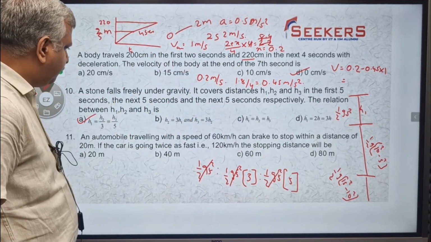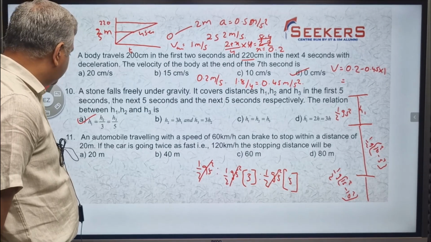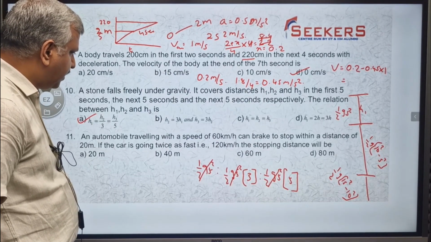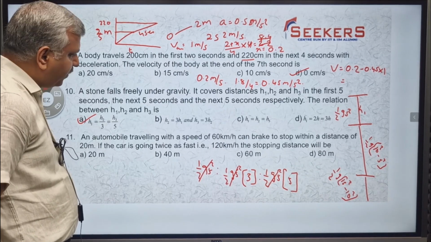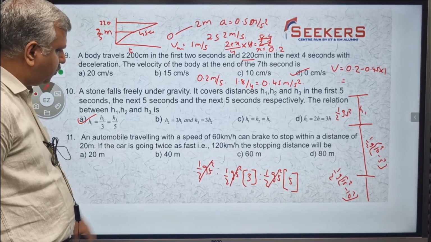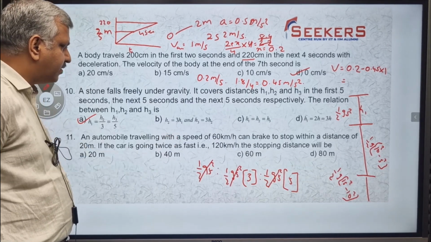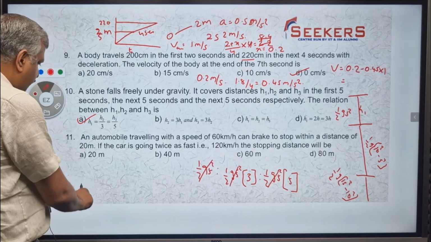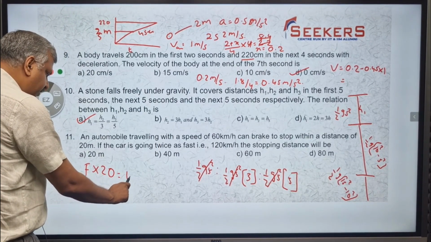An automobile traveling with a speed of 60 kilometers per hour can brake to stop within a distance of 20 meters. If the car is going twice as fast, then what will be the stopping distance? There are different ways in which you can answer. I would like to use work, power, energy to answer this. So at 60 kilometers per hour, for it to brake 20 meters, suppose the braking force is F. So I can say F into 20 is the work done.